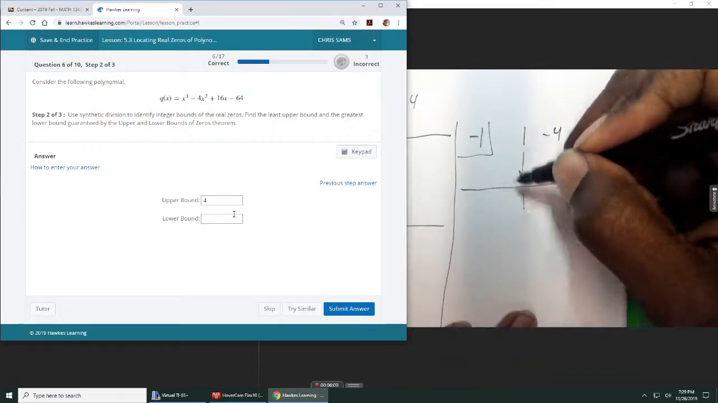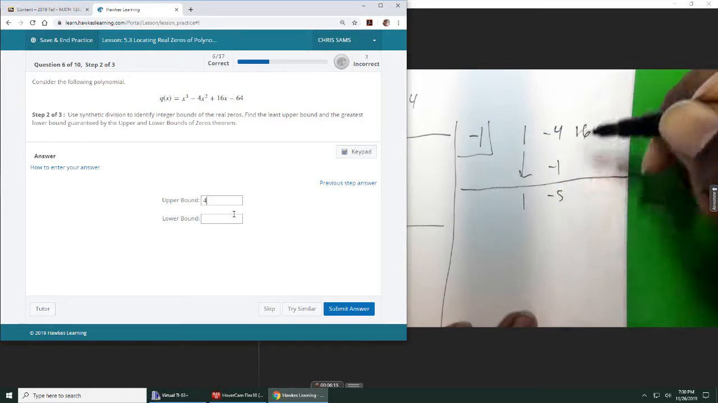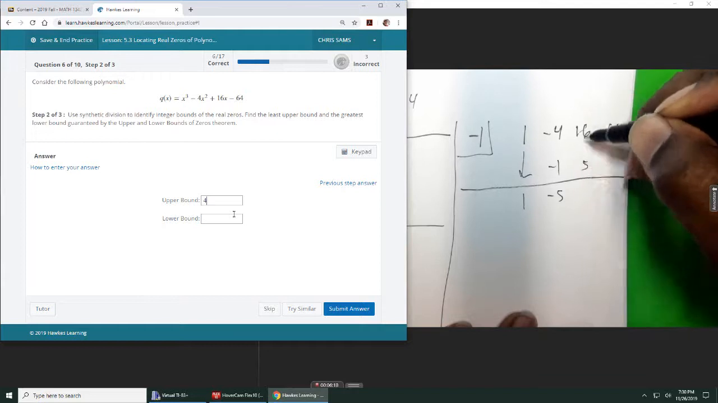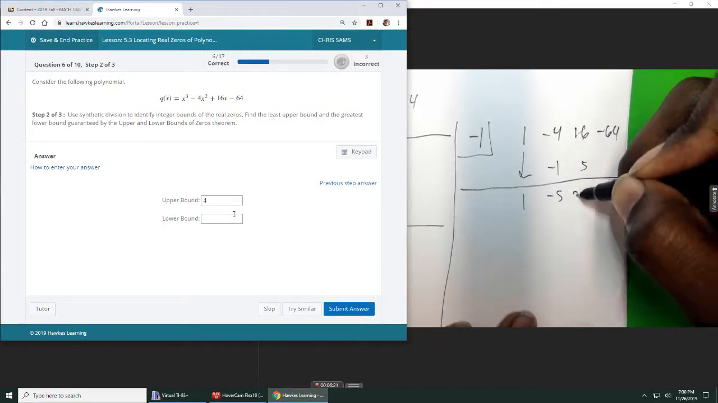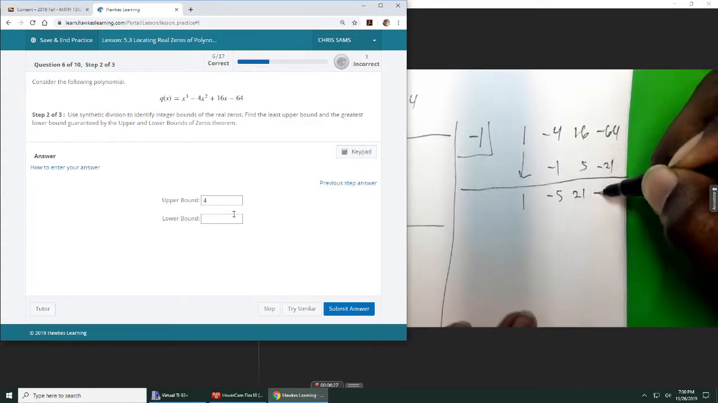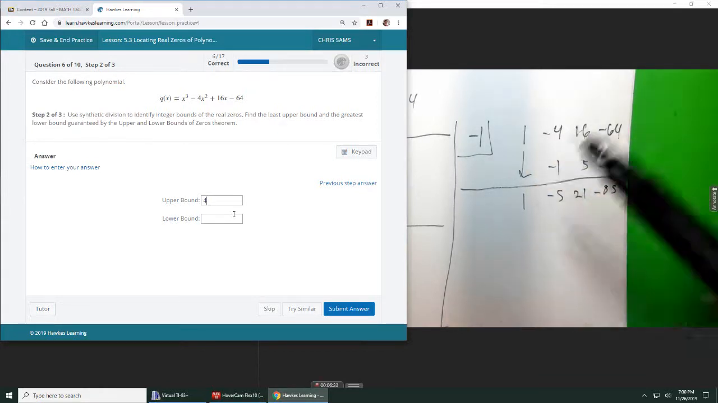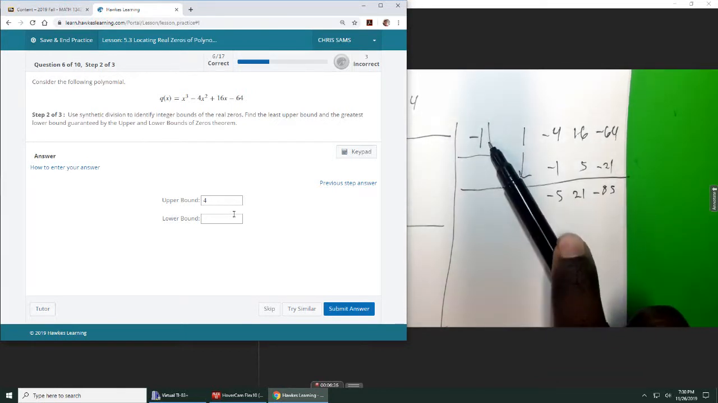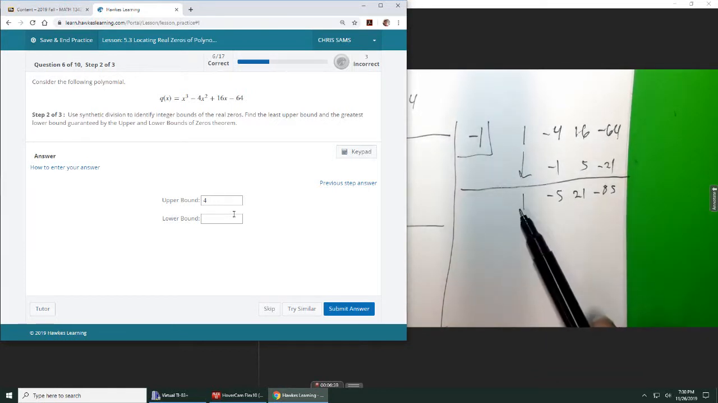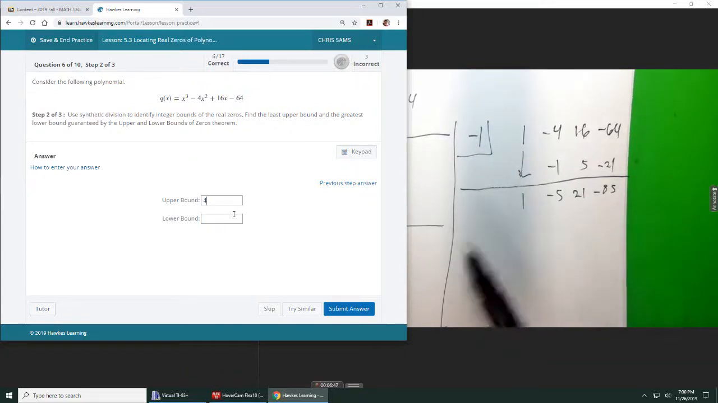Bring the 1 straight down, multiply, we get negative 1, combine, we get negative 5. Negative 5 times negative 1 gives us a positive 5. Combine these, and we get 21. And then multiply, we get negative 21. And combine, we get negative 85. Okay, so negative 1 also works, and it's smaller than negative 2. So we want to use negative 1. So negative 1 is going to be our lower bound, and then 4 is going to be our upper bound, because it alternates signs there as well. So we're going to try 4 and negative 1.